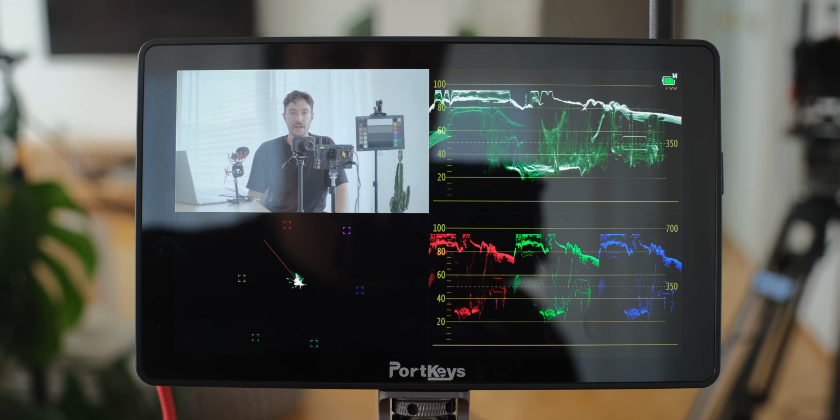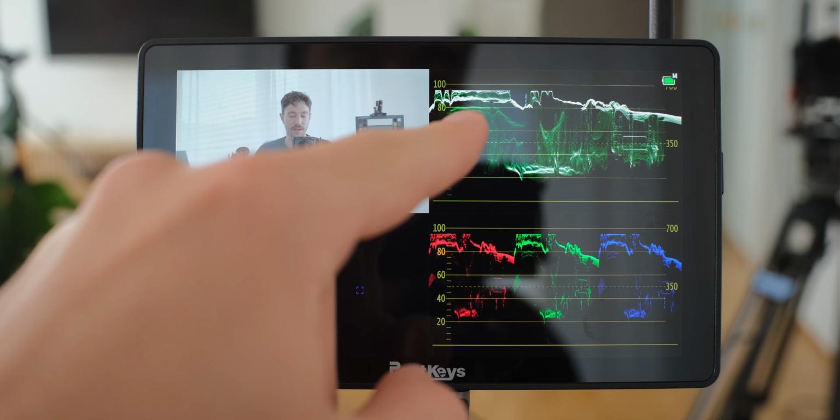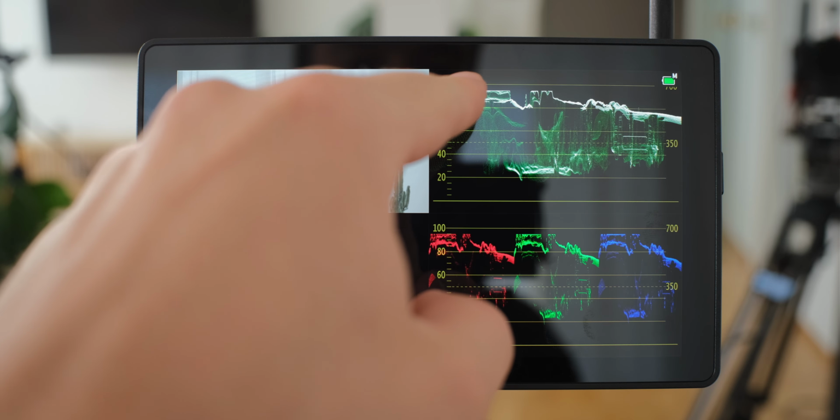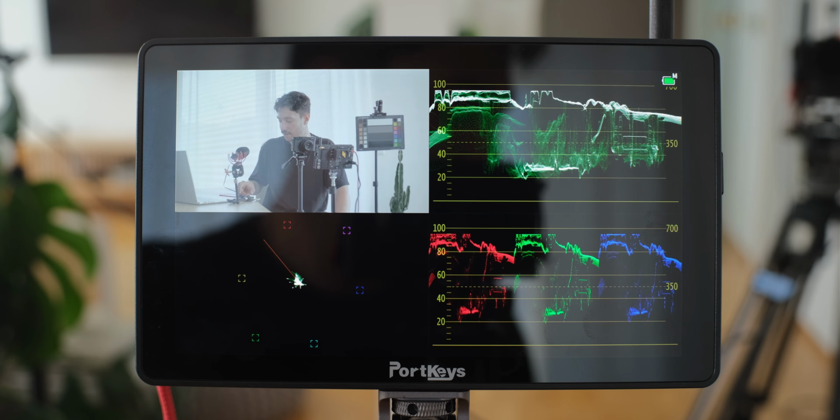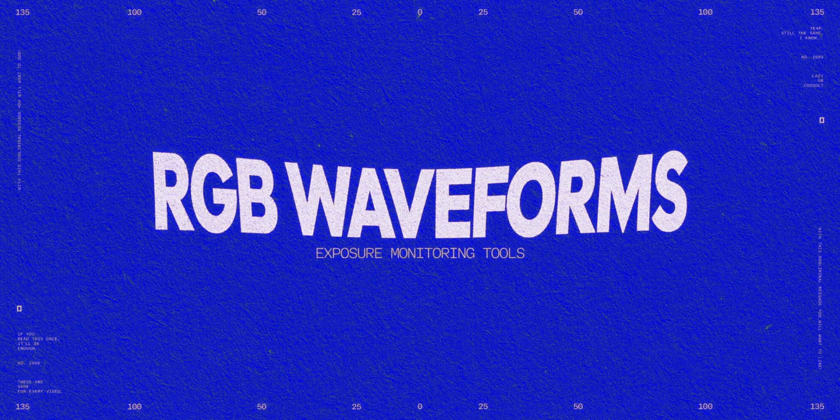We can just change my ISO and you can see how the waveform is clipping, how my image is actually clipping right there, and it can show you. You can also see that it is clipping right there. So I'm just going to go back to my normal exposure.